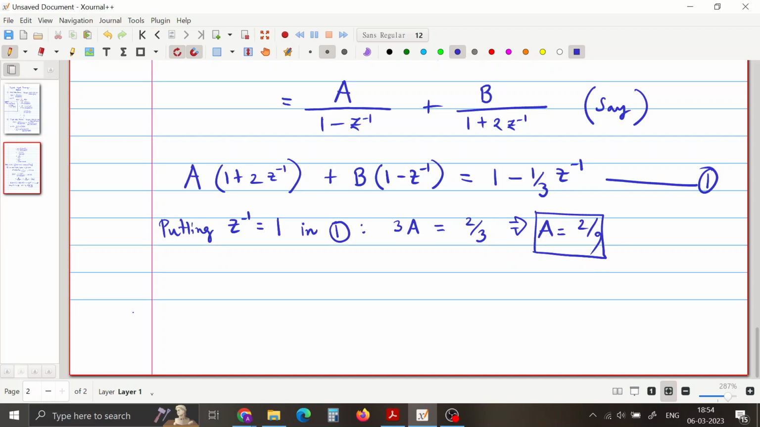Now similarly we can put z inverse equal to something such that we make the coefficient of a in equation 1 equal to 0. For that, 1 plus 2 z inverse, which is the coefficient of a, must be 0. So we can put z inverse as minus half. Let's do that.